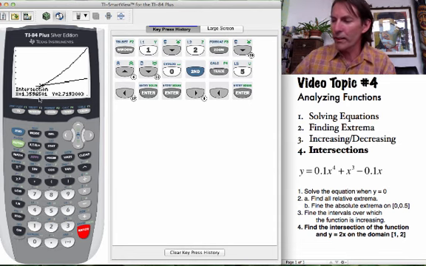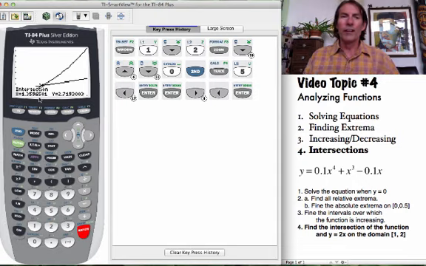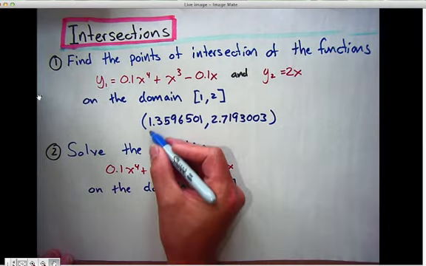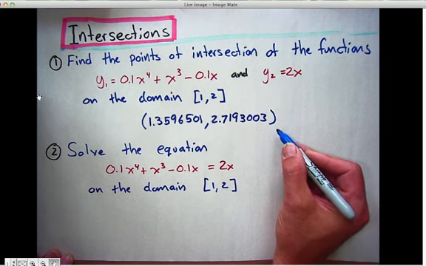Now it gives me an x and a y coordinate, and that is my intersection point. So I've answered the first question. The x is 1.3596501, and the y coordinate is 2.7193003. So we answered the first question. Let's go ahead and look at that. So here's the intersection point, and we have it written here.